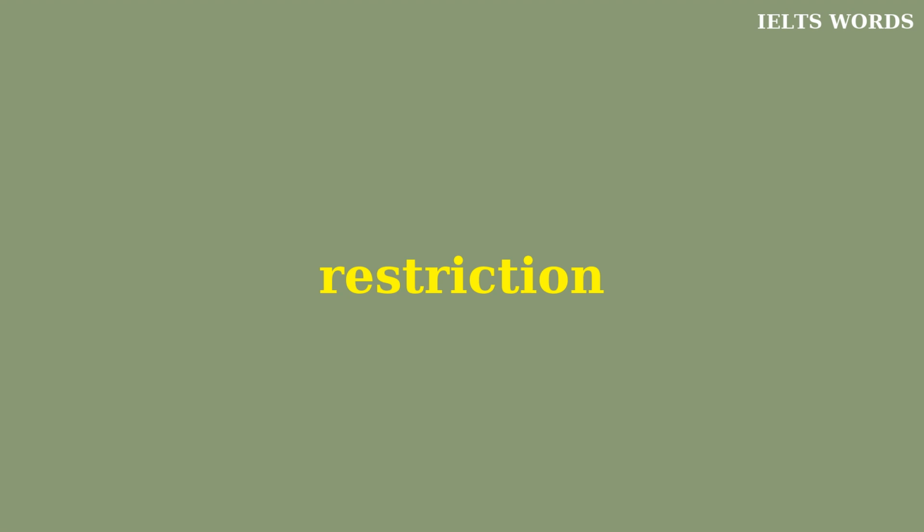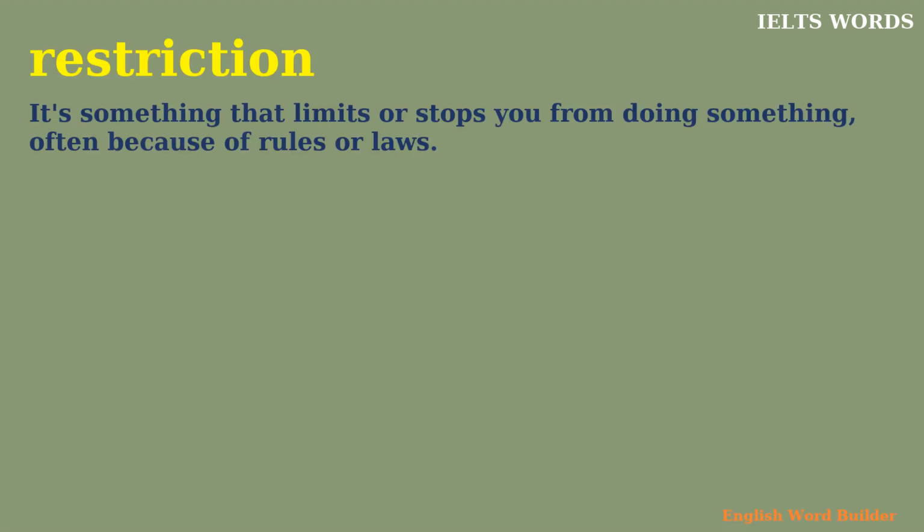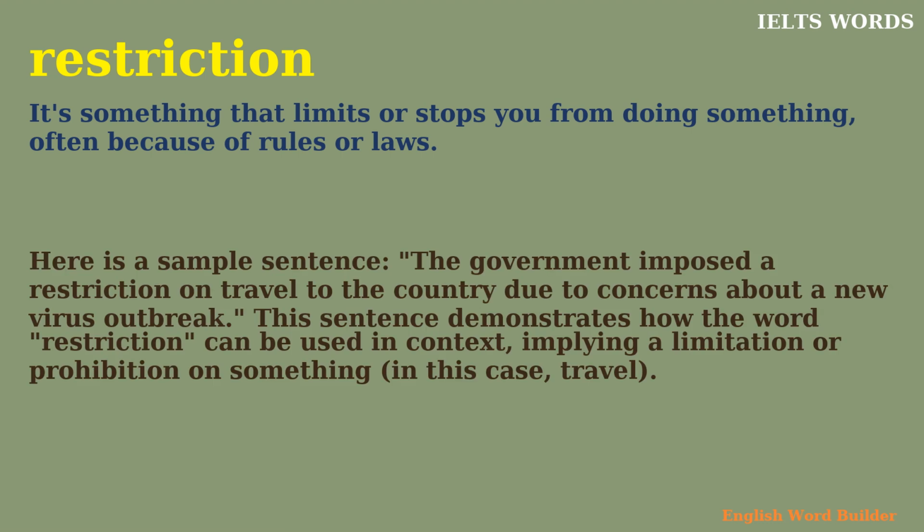Restriction. It's something that limits or stops you from doing something, often because of rules or laws. Here is a sample sentence. The government imposed a restriction on travel to the country due to concerns about a new virus outbreak. This sentence demonstrates how the word restriction can be used in context, implying a limitation or prohibition on something. In this case, travel.